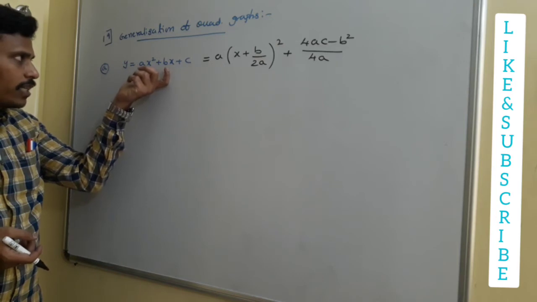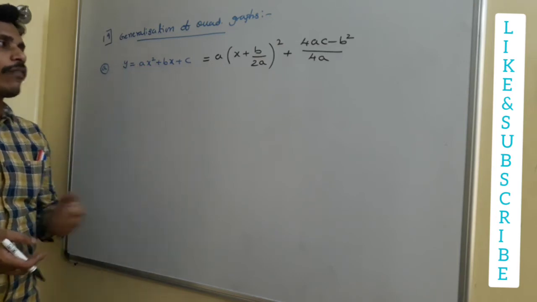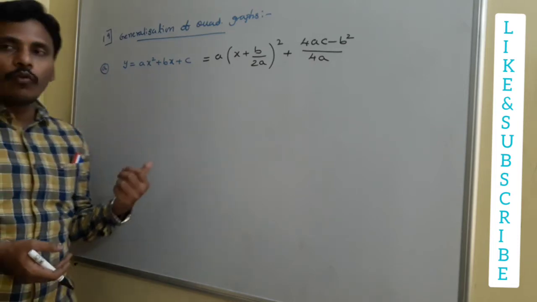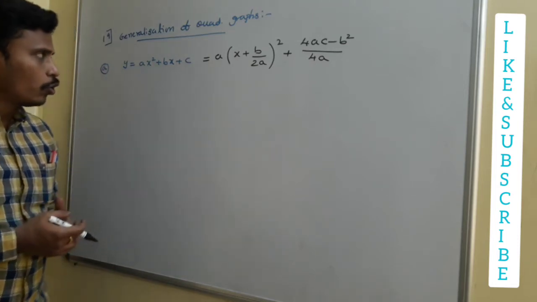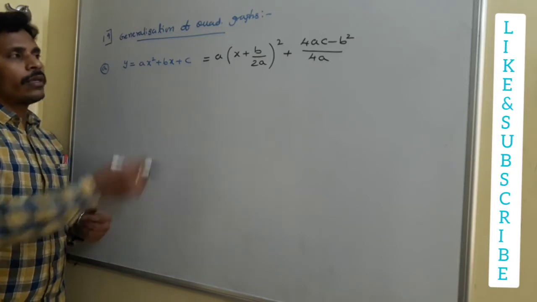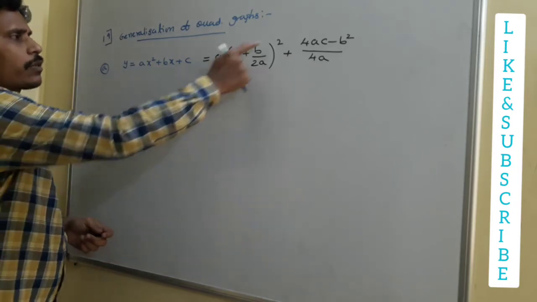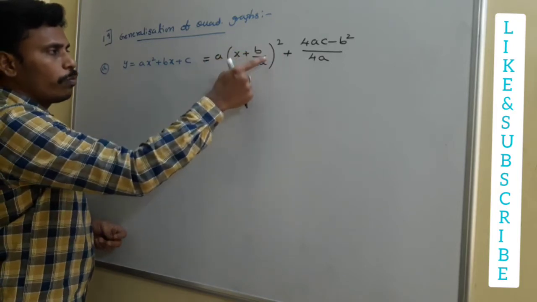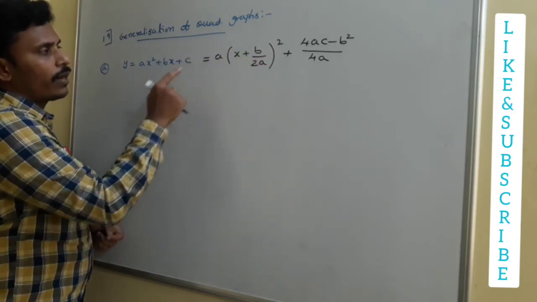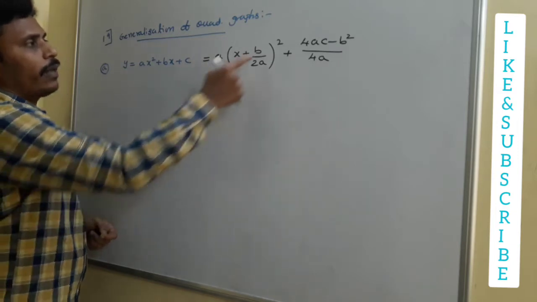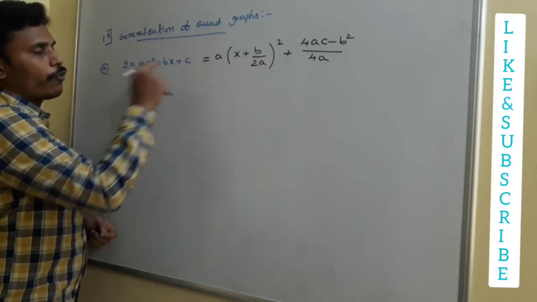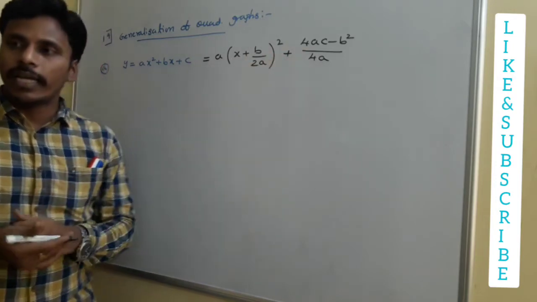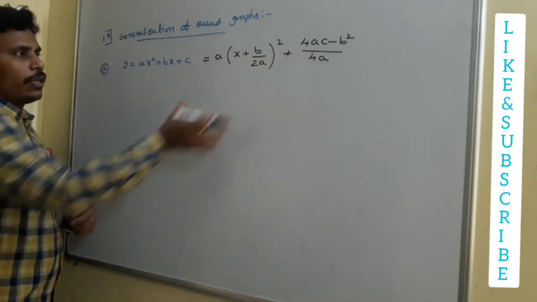By converting this ax² + bx + c into perfect square form, just like in the previous example, 18th point, we took 2 common and made a perfect square. So try to simplify it if you wish. x² into a is ax². 2 into x into b/2a: the 2a will get cancelled, left with bx, and then b²/4a², which we have to multiply with a. That gives b²/4a, and the a will get cancelled. 4ac/4a is c. So these two are the same.